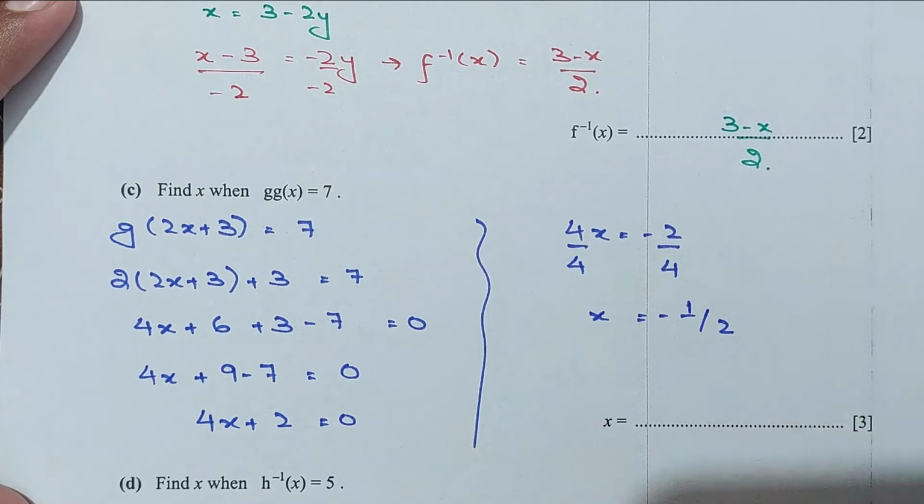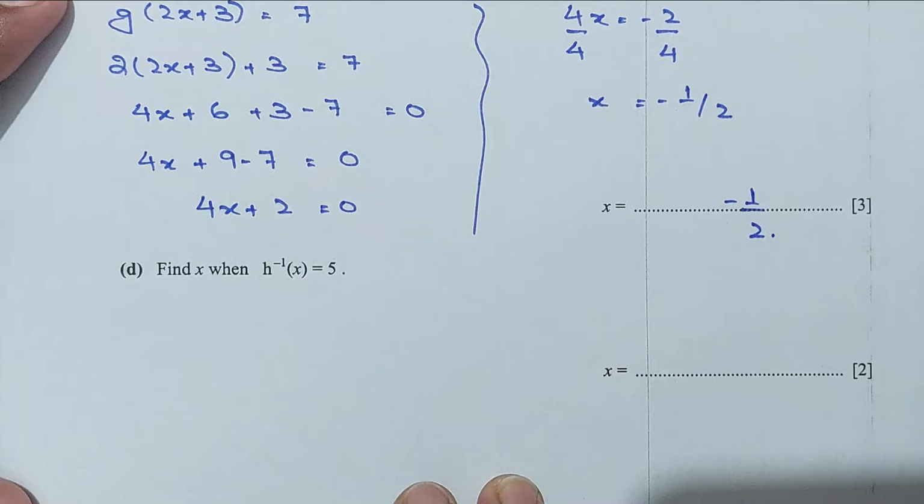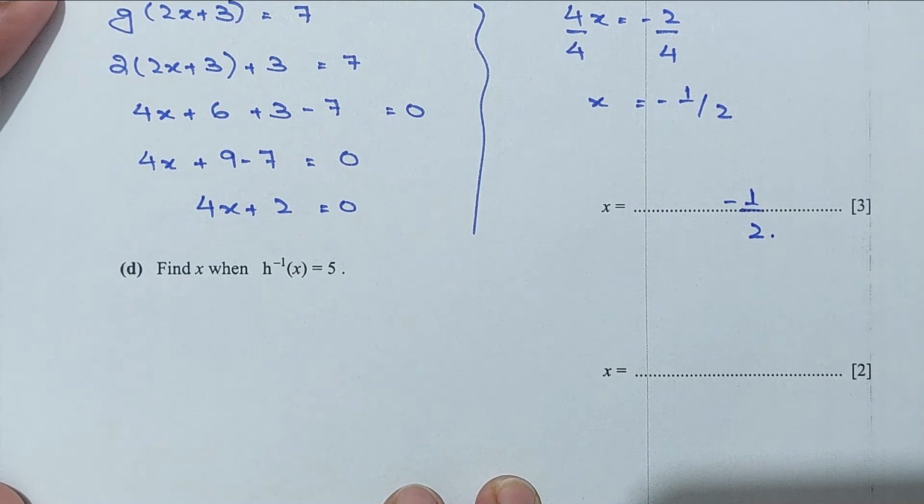2 times 1 is 2, 2 times 2 is 4. So negative half is the x. Now for part D, find x when h inverse of x equals 5.